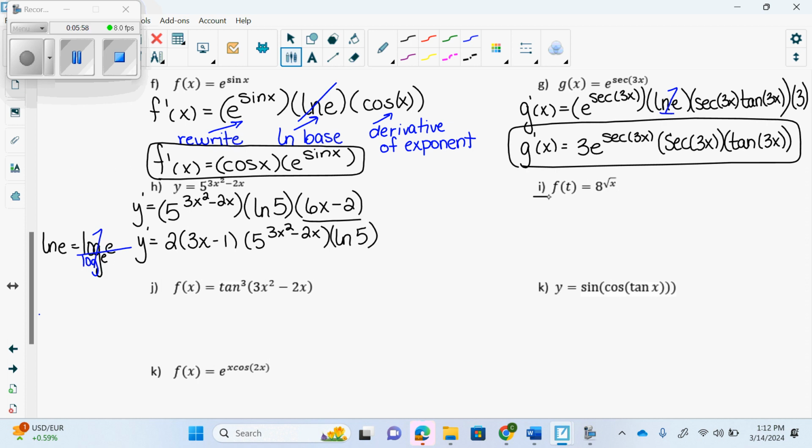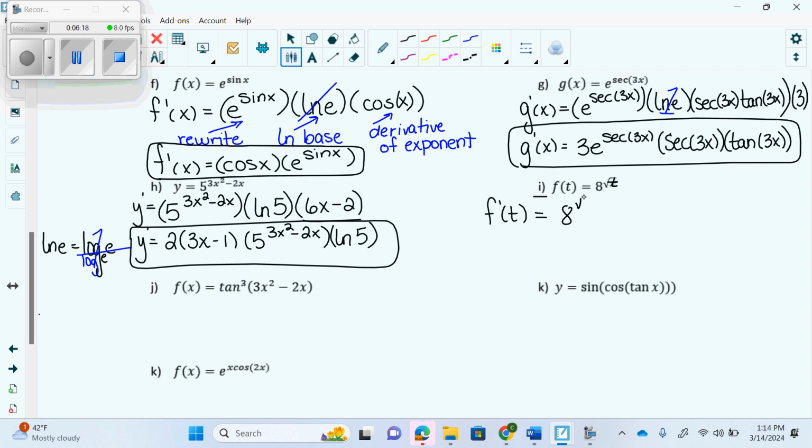You try it out. So we are going to, it's a numerical base to a variable exponent. So we are going to take the derivative of it. We do f prime of t. There should be a t. I don't know why I have an x there. Fix that. Or put this as f of x if you so choose. I don't really care. So we rewrite it. 8 root t. Ln the base. So ln of 8.